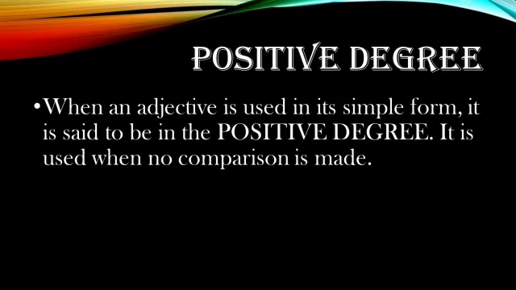Now, let us understand all the 3 different degrees of comparison one by one. Firstly, we will see positive degree. Here in your book it says, when an adjective is used in its simple form, it is said to be in the positive degree. It is used when no comparison is made. Once again, I will indicate this line to you. It is used when no comparison is made.